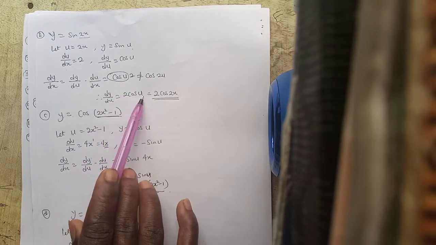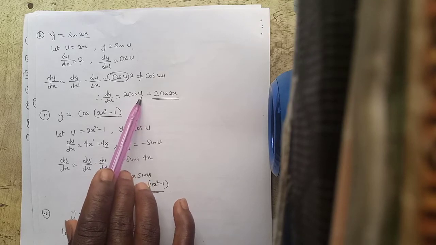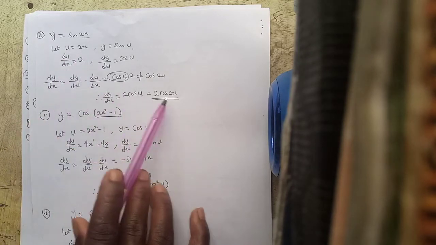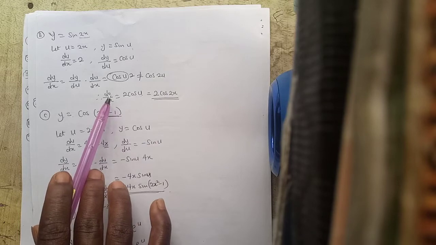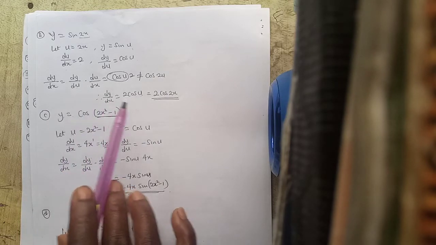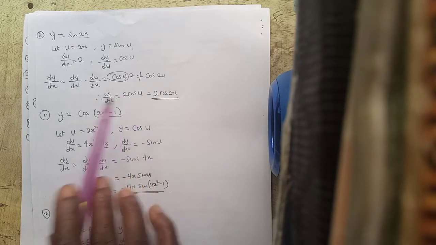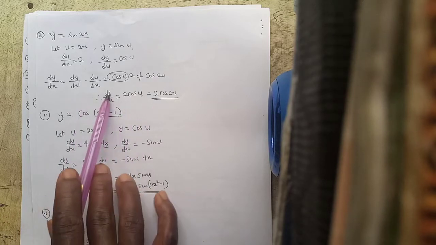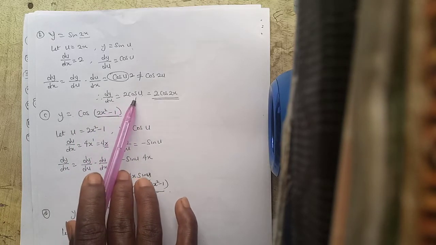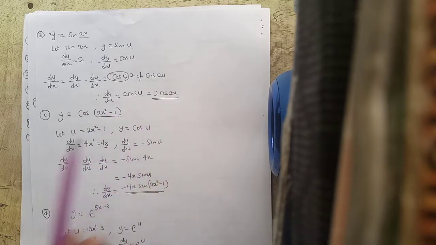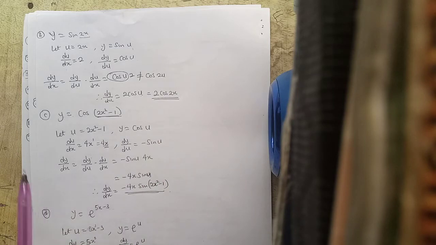And don't forget that we always change our u back to the function of x. u was standing for 2x, then you change it back to 2x because we are differentiating with respect to x. So our answer ought to be in x variable alone. Therefore, dy dx equals 2 cos 2x. So now let's move to the third one.